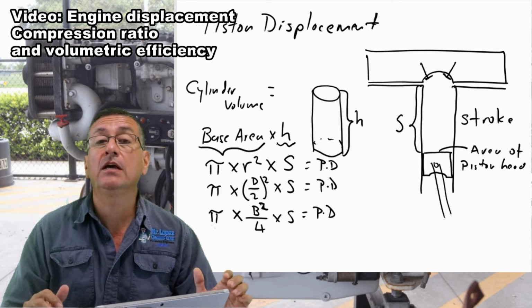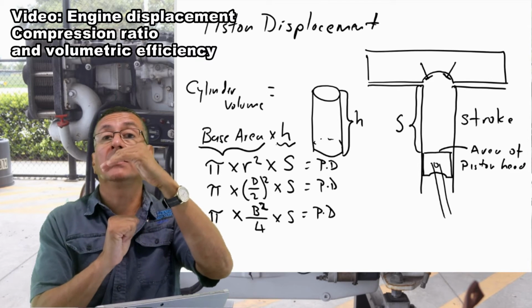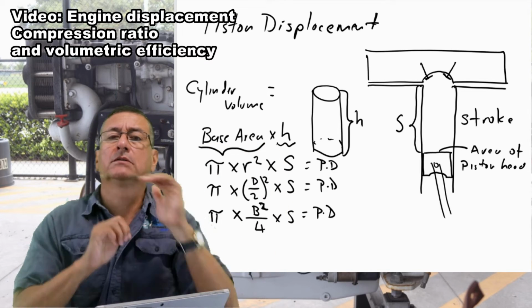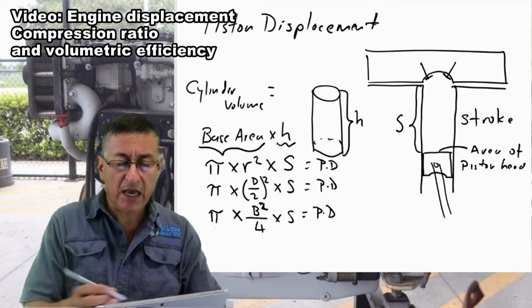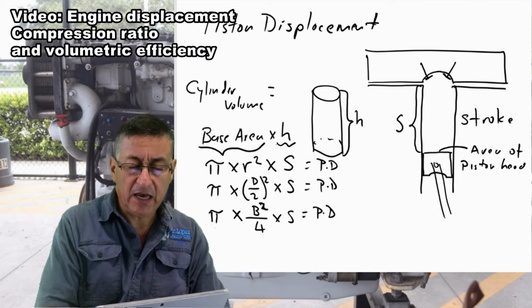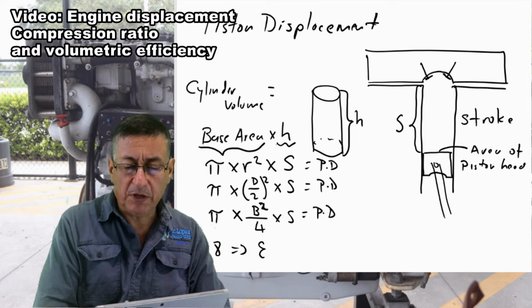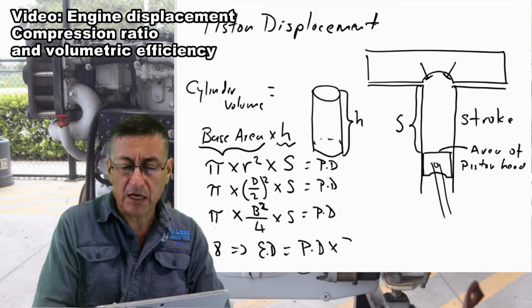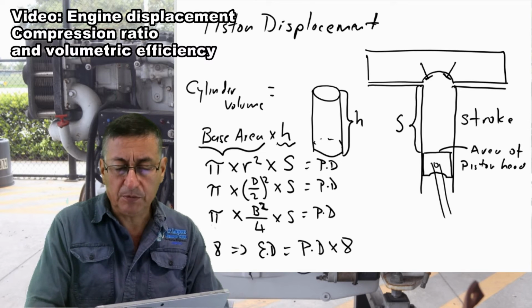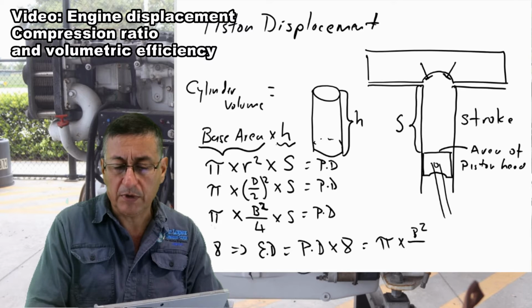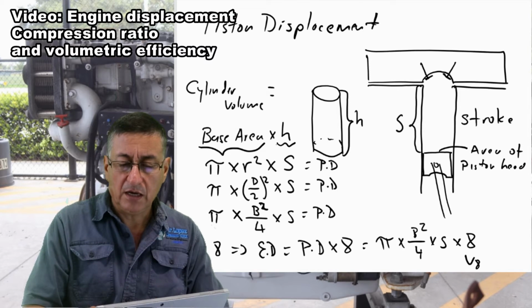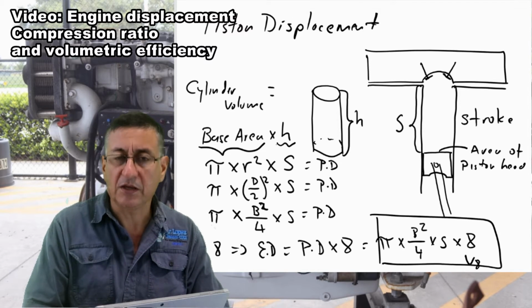Engine displacement is the volume of air in one cylinder times the number of cylinders. For example, I have a V8 engine. The engine displacement is equal to the piston displacement times 8. In this particular case, it is pi times the bore squared divided by 4 times the stroke and times 8, because it's a V8 engine. This is the engine displacement.